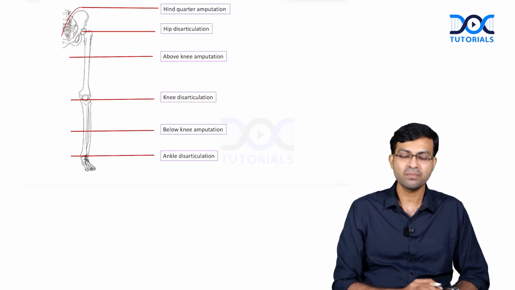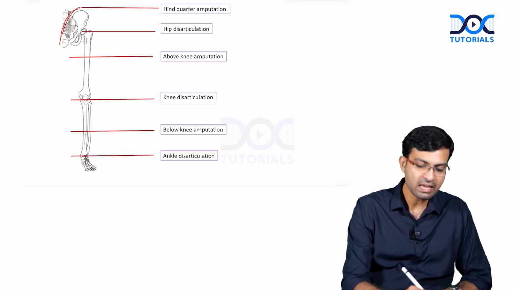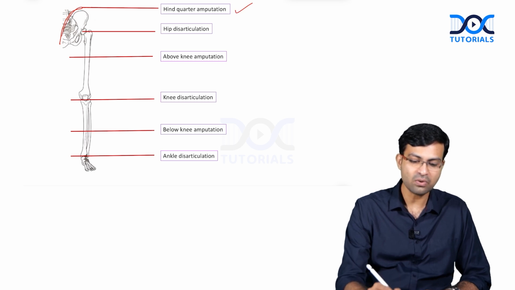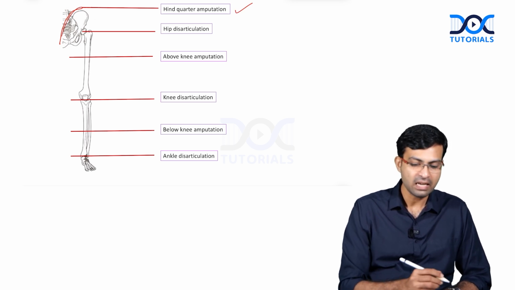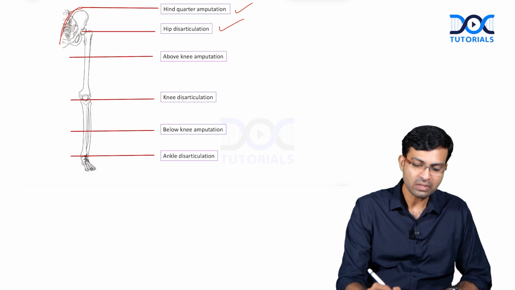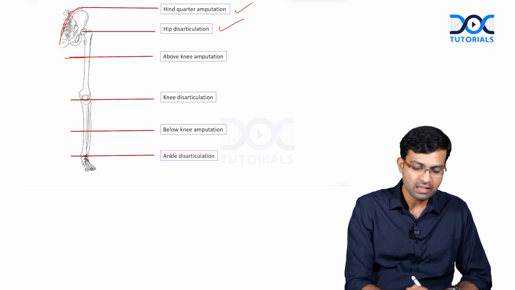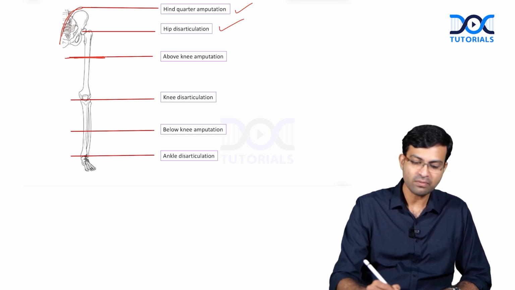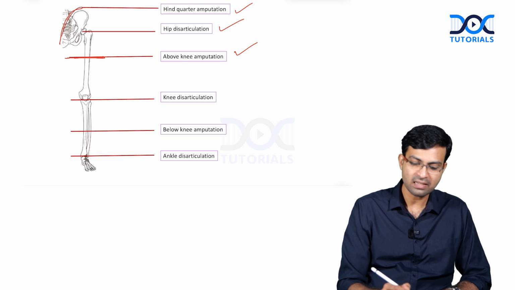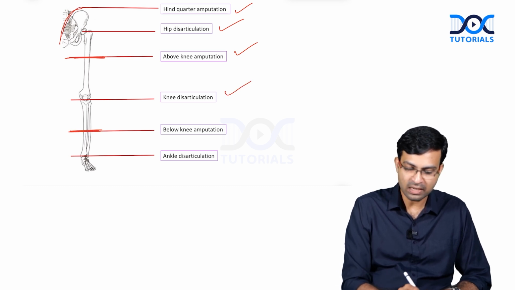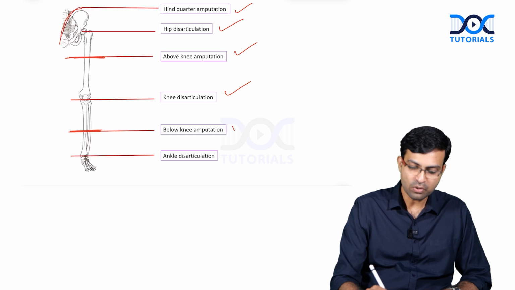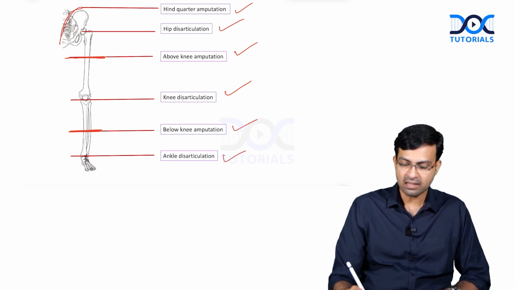What about the lower limb? When you are amputating the entire hip girdle, you call it hindquarter amputation. Then you can disarticulate the limb through the hip, hip disarticulation. Then if you are amputating through the level of the femur, you call it above knee amputation. Then comes knee disarticulation. Even below it, you can amputate through the leg. You call it below knee amputation. And then even distal to it, you can have ankle disarticulation.